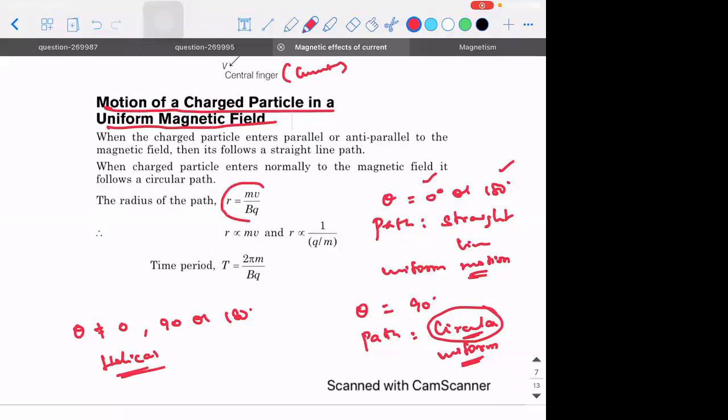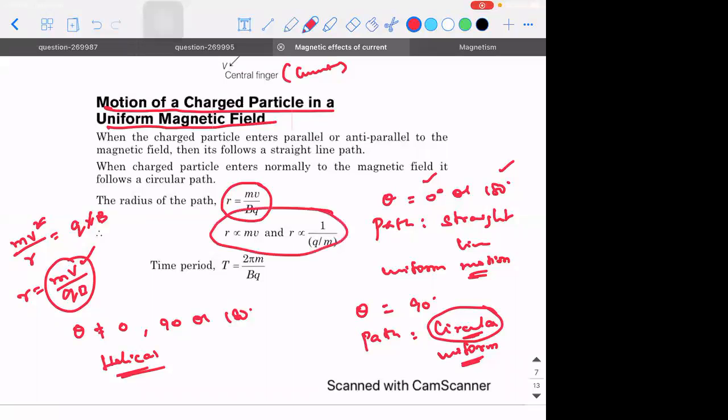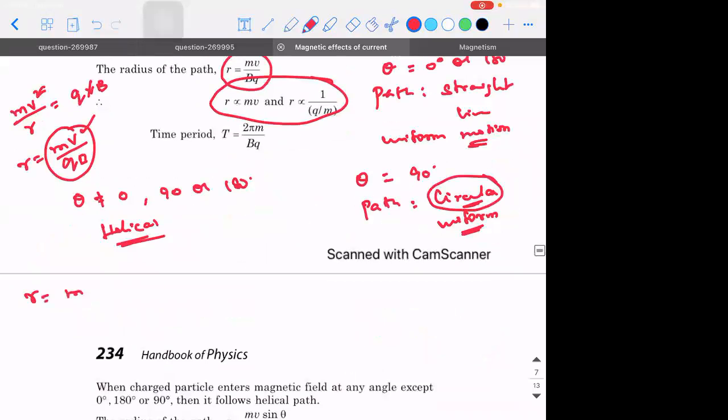So what is going to be the radius of the circular path? r is equal to mv divided by qB. How do we get it? mv squared divided by r is equal to q into v into B sin theta. Sin theta will be 1 because theta is equal to 90 degrees. v and v will get cancelled. So r is equal to mv divided by qB, where v is the speed of the particle, which is perpendicular to the magnetic field. So this is an important formula: r is equal to mv divided by qB.